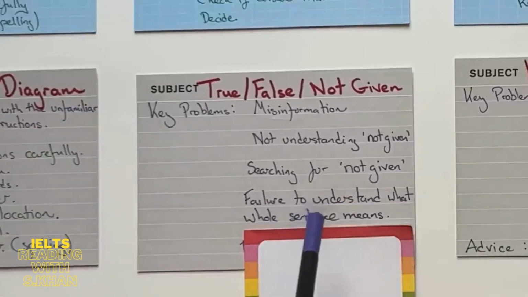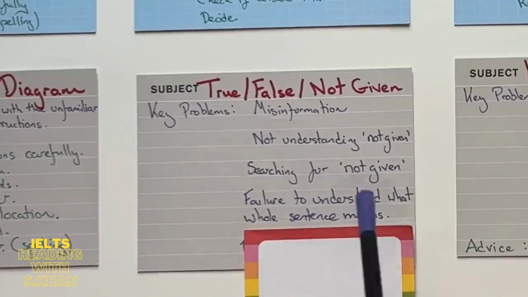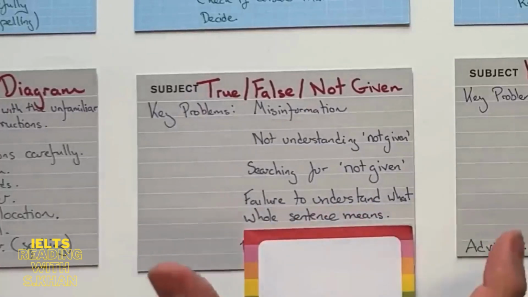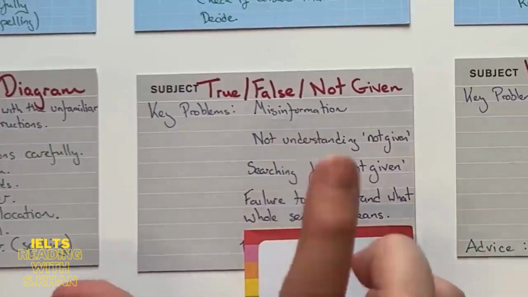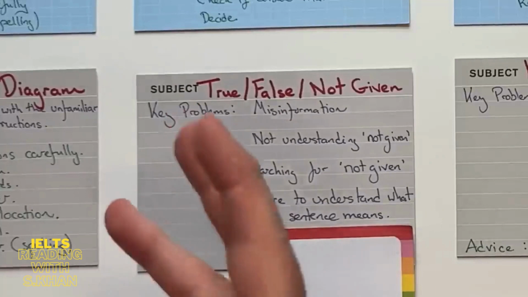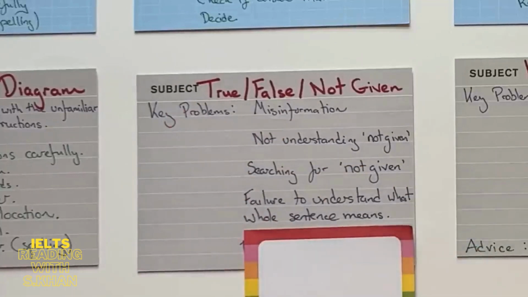So if you focus in on keywords, you will not understand what the question statements actually mean because you are focused on a tiny part of the question statement instead of looking at the entire sentence. Look at the entire sentence. What does the entire sentence mean? Because if you are just focusing in on keywords, you won't understand the sentence, which means you will never be able to say if it's false or true or not given.